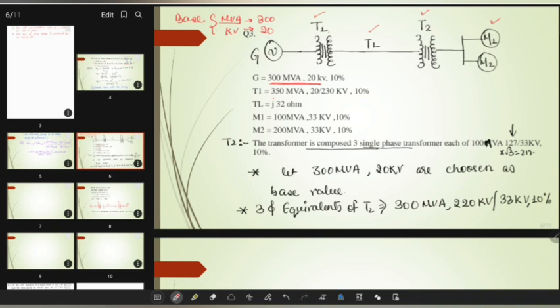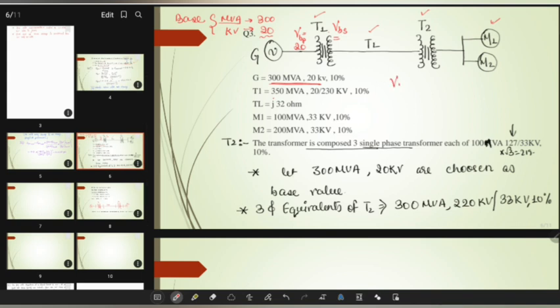Sorry, kV base for the generator is 20. kV base for the lower side of the transformer, that is the primary, will be 20. Okay. Now V base for the secondary side, you need to calculate this.